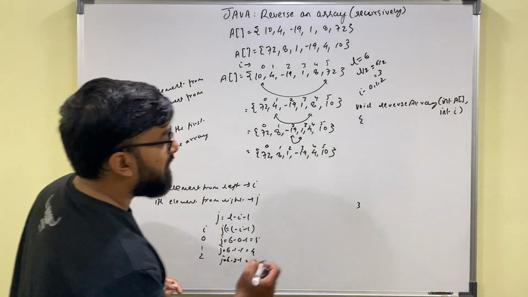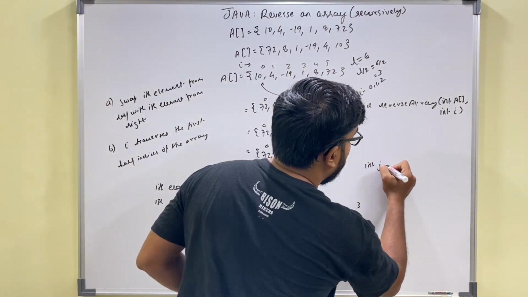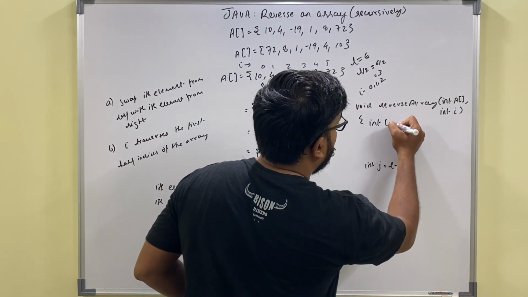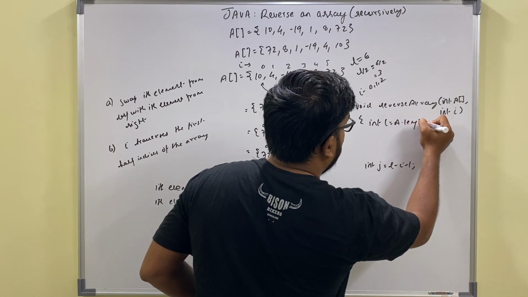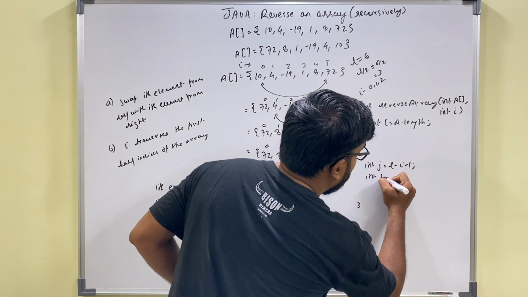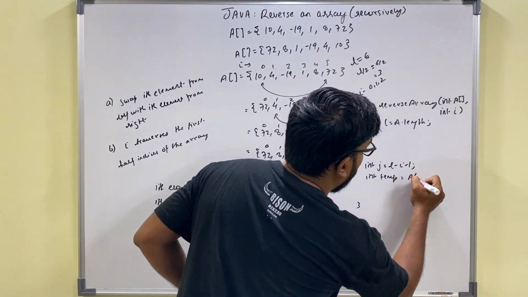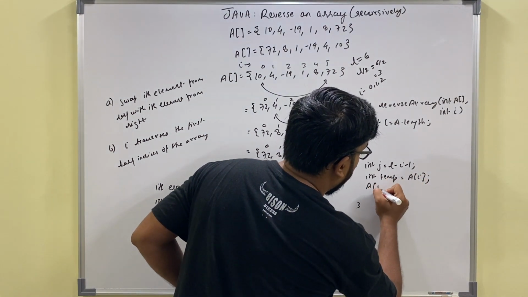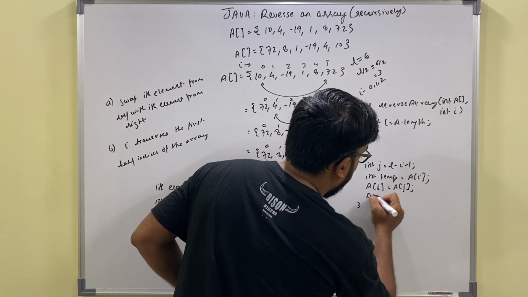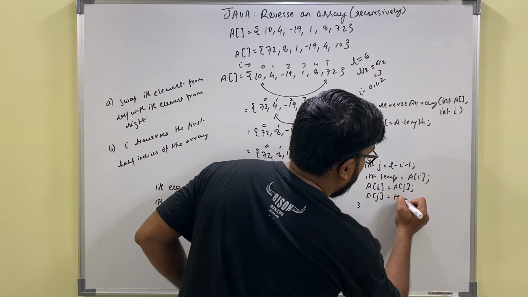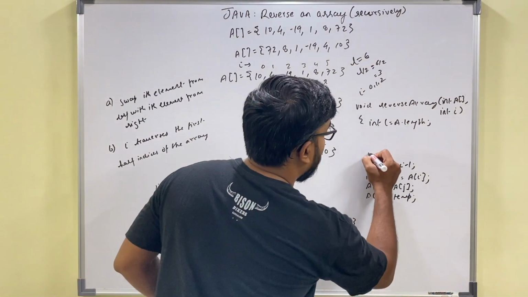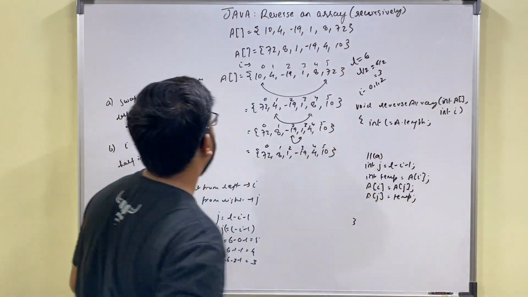So I have int j equal to L minus i minus 1, where int L is A dot length. We swap values at indices i and j. So I say int temp equal to A of i, A of i equal to A of j, and A of j equal to temp. So this is basically your point A.